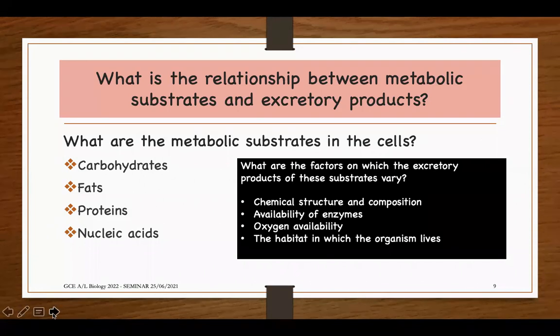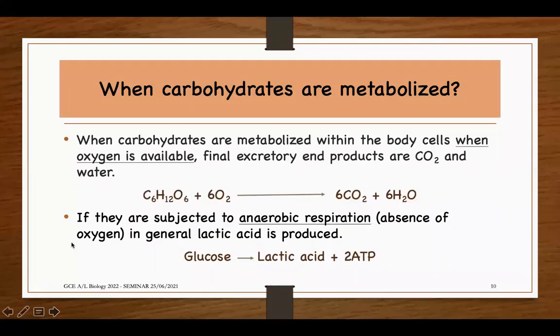Now I'll explain each of these one by one. Briefly describe how carbohydrates, fats, proteins, and amino acids are metabolized. When carbohydrates are metabolized within the body cells, when oxygen is available, final excretory products are carbon dioxide and water. You have done photosynthesis, you have done respiration, you know how glucose is formed and how glucose is metabolized when there is oxygen. You have learned the huge process, right? And you know the number of ATPs produced when there is oxygen and when oxygen is not available.